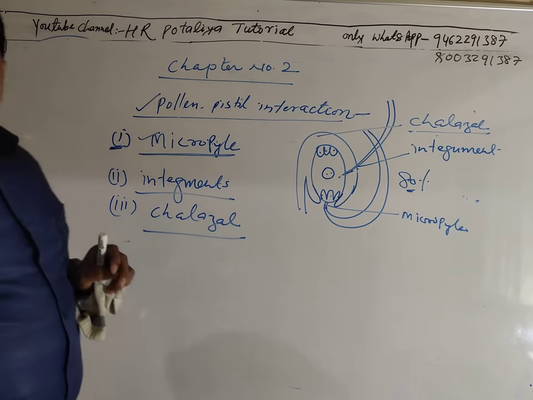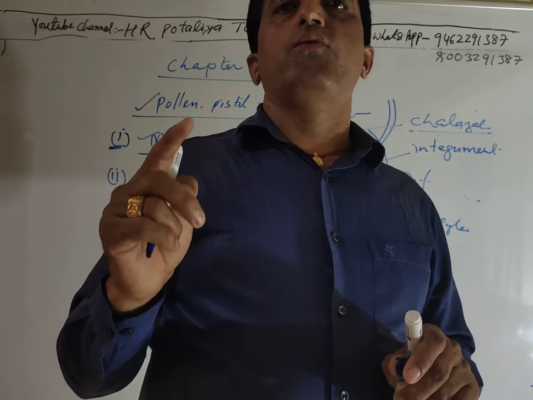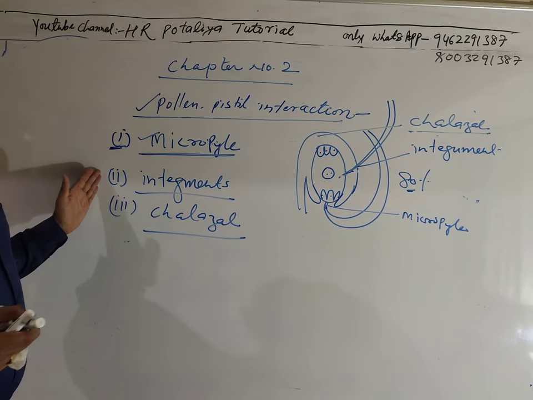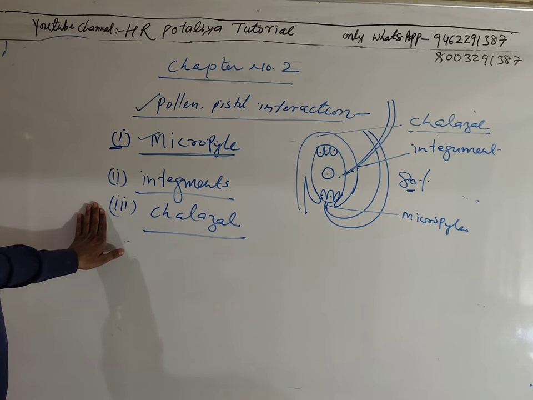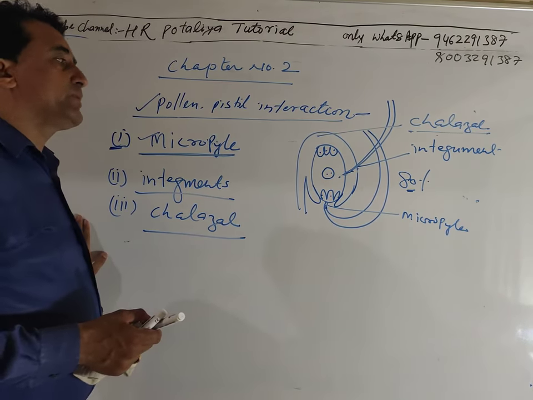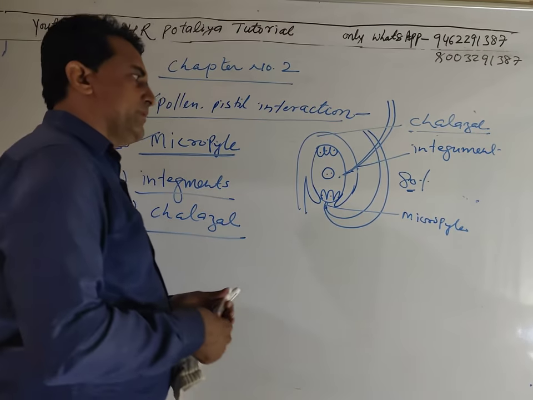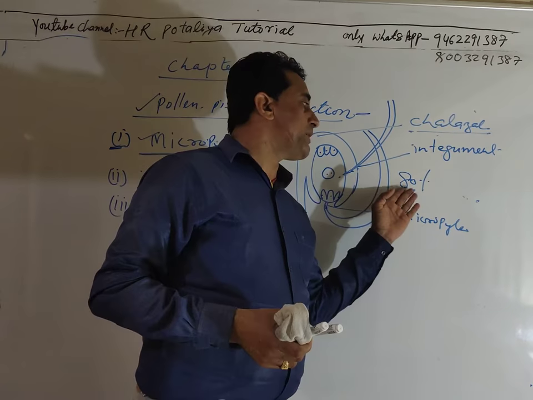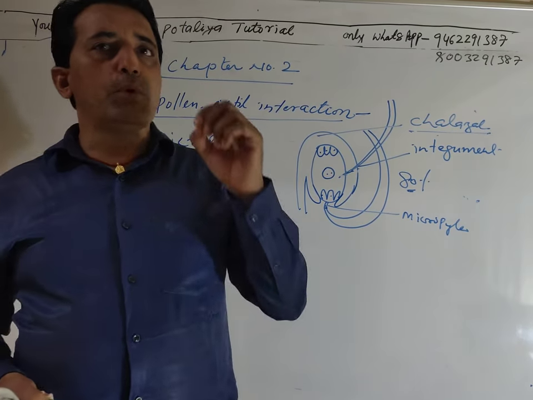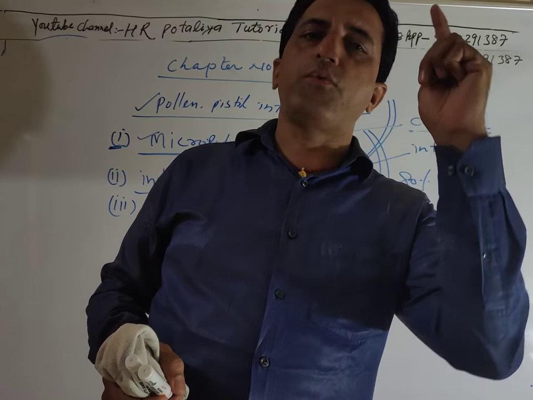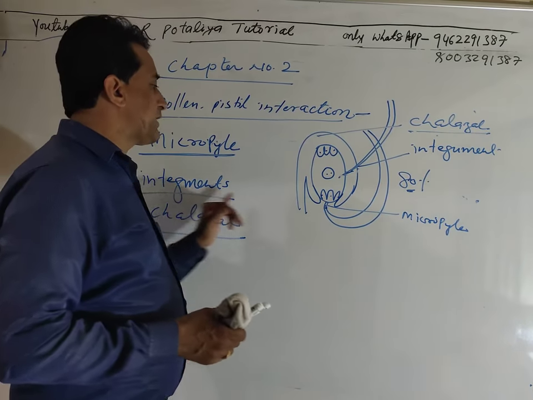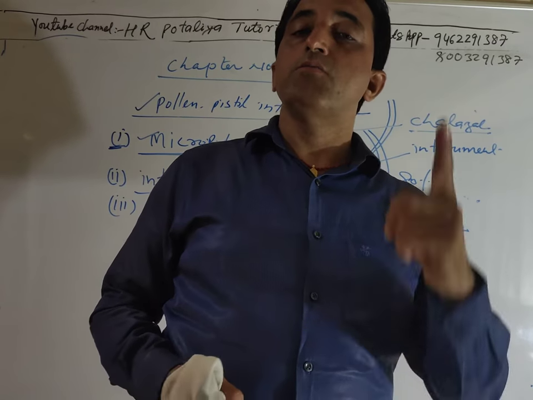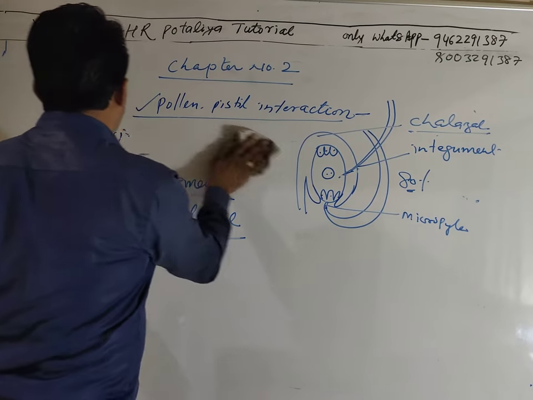It means the pollen tube entrance path in the ovules may be of 3 types. First, by the micropyle end. Second, by the integuments. And third, by the chalazal end. There are 3 major entrance paths. But in maximum plants, it enters by the micropyle region, because the pollen tube reaches the end for fertilization only at the micropyle. The female gamete, the egg cell, is present only at the micropyle end.